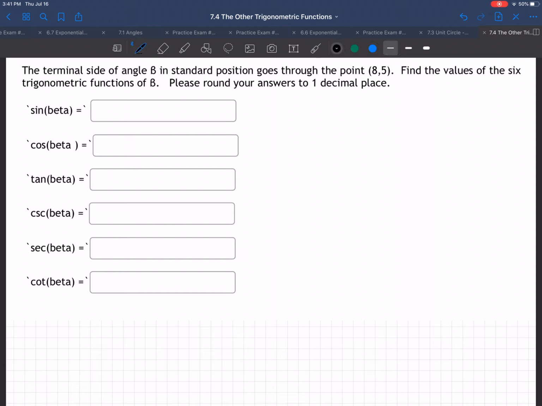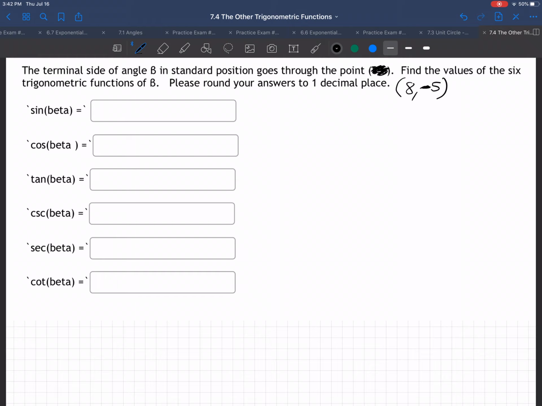First off, let's change this example. I want to make it a little harder. So instead of (8, 5), let's make one of those negative, just so we do a harder version of the problem. So let me get rid of that. So (8, -5).